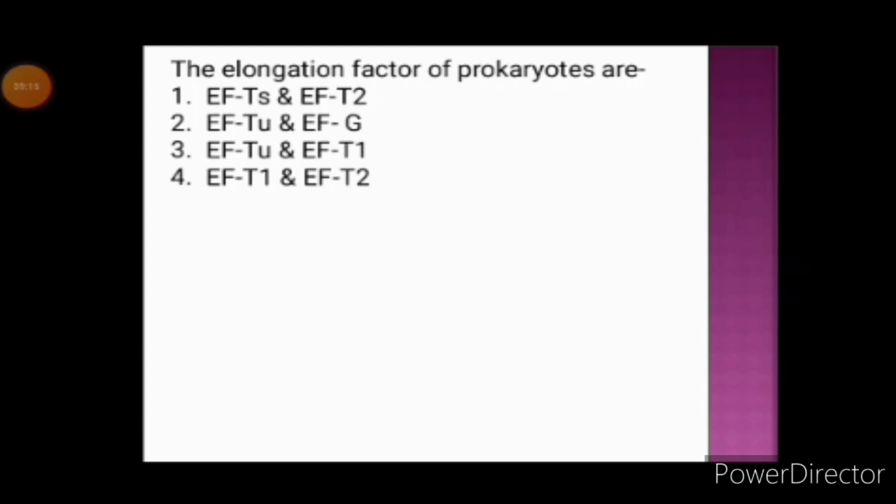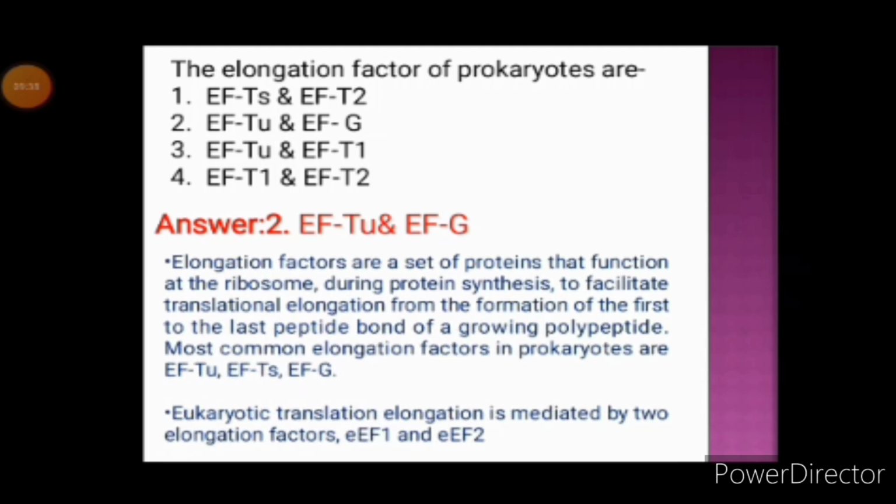Next question. The elongation factors in prokaryotes are: option 1, EF-Ts and EF-2; option 2, EF-Tu and EF-G; option 3, EF-Tu and EF-1; option 4, EF-1 and EF-2. And the correct answer is option 2, EF-Tu and EF-G.